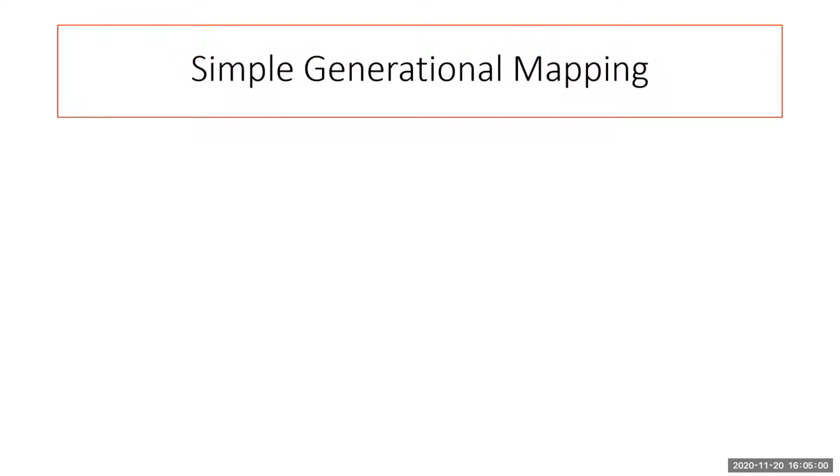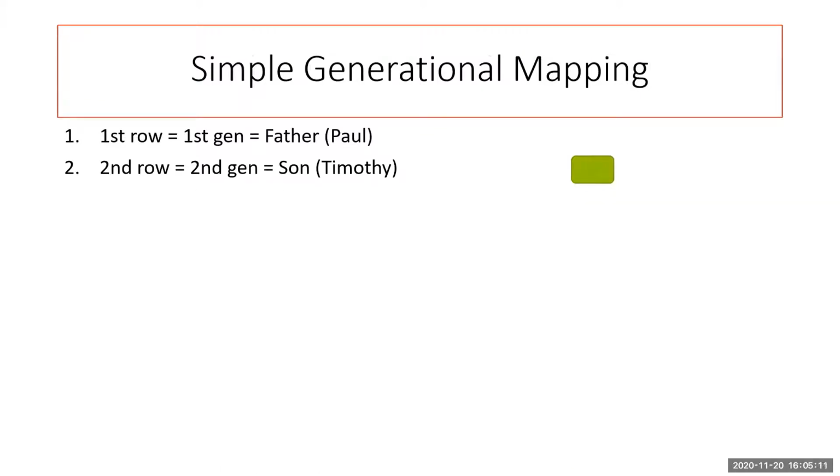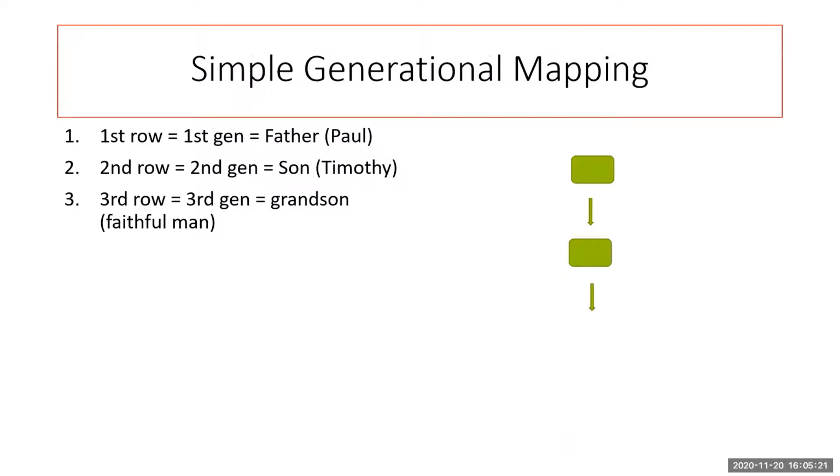Let us draw a simple generation mapping. First row means first generation. That refers to the father or Paul generation. Second row means second generation, the son or Timothy. So you can see the second row. Third row means third generation, the grandson of faithful men. Remember 2 Timothy 2:2, Paul, Timothy, faithful men, and others. So this is the third generation.